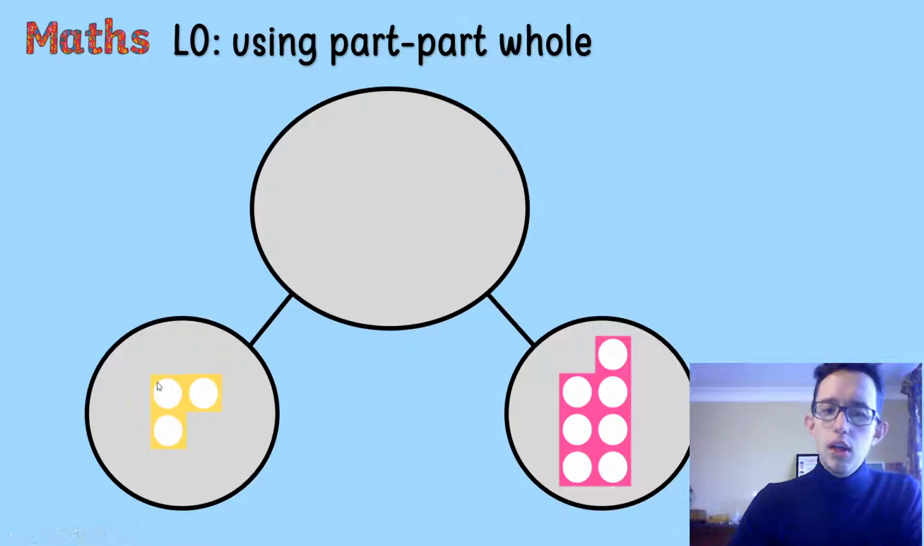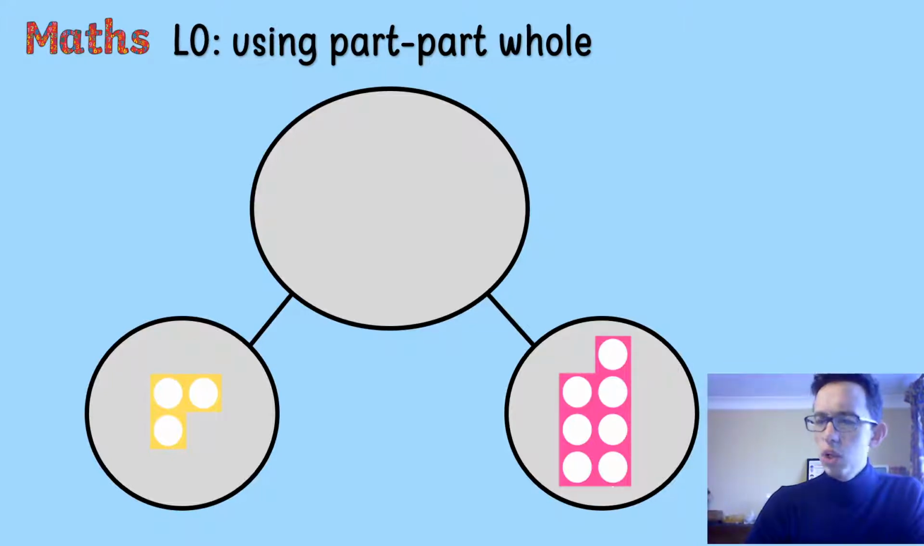So here we've got a part which is 3. 1, 2, 3. And we've got a part which is another number. Which number is this? Count with me. 1, 2, 3, 4, 5, 6, 7. Okay, so we've got 7 here. We've got 3 and we've got 7. Great. So we've got 3 and 7.